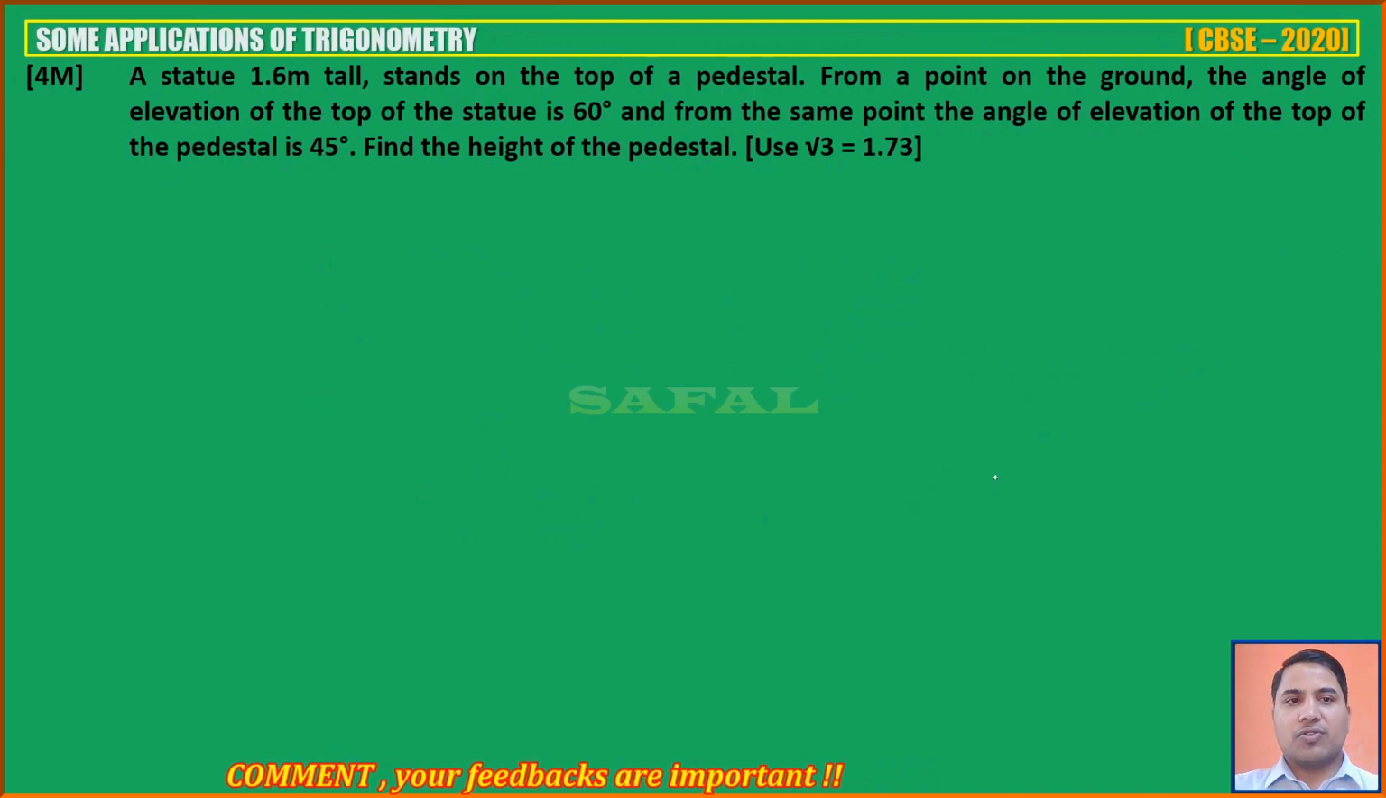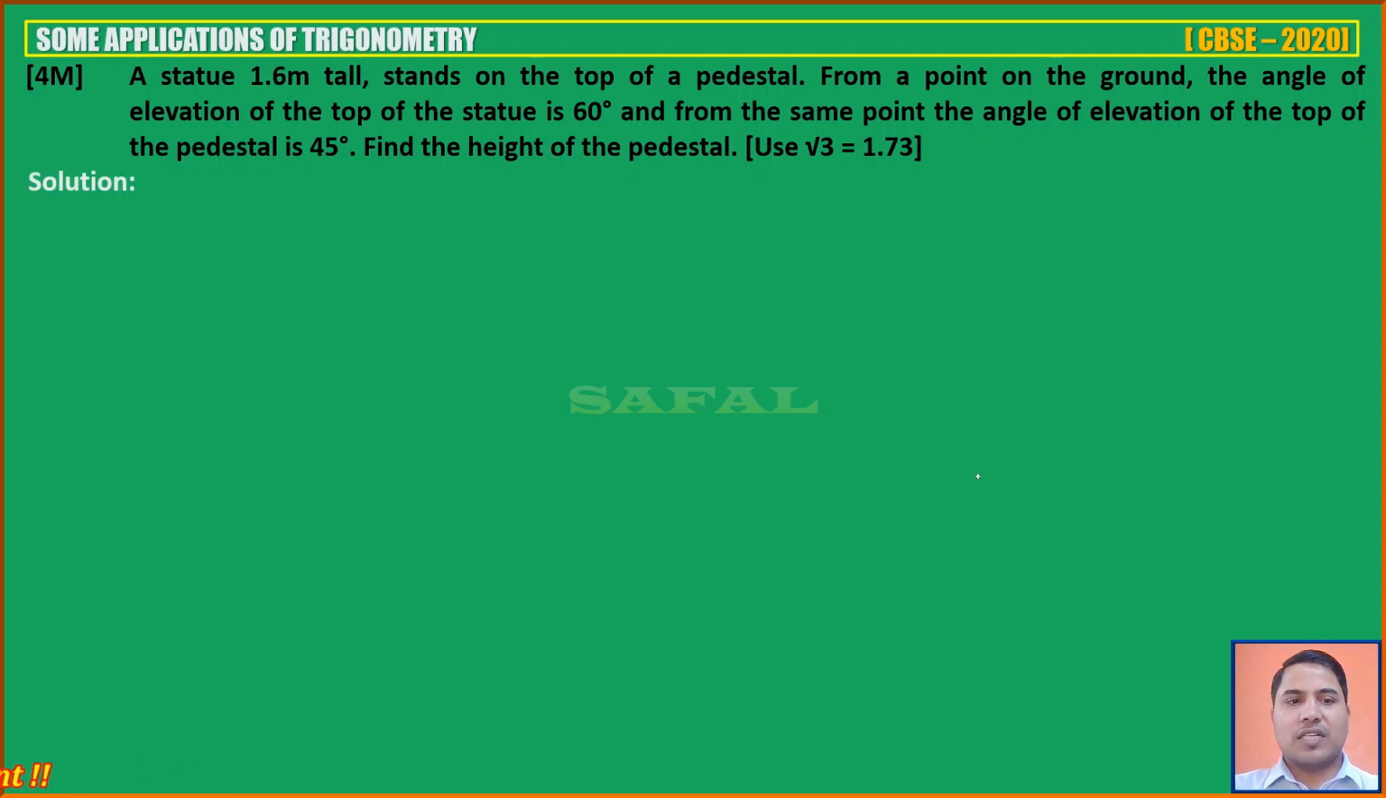So the 4 mark question which they have asked: a statue 1.6 meter tall stands on the top of a pedestal. From a point on the ground, the angle of elevation of the top of the statue is 60 degree, and from the same point the angle of elevation of the top of the pedestal is 45 degree. So find the height of the pedestal. That's what they are asking.